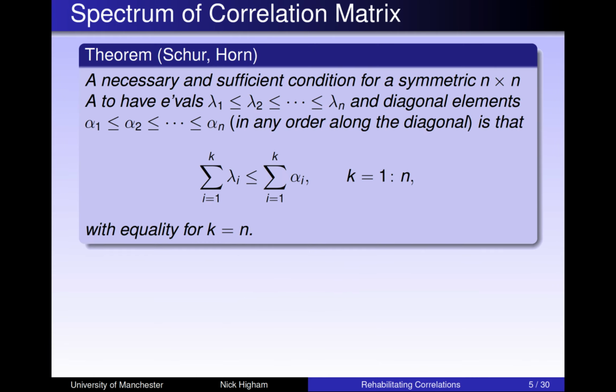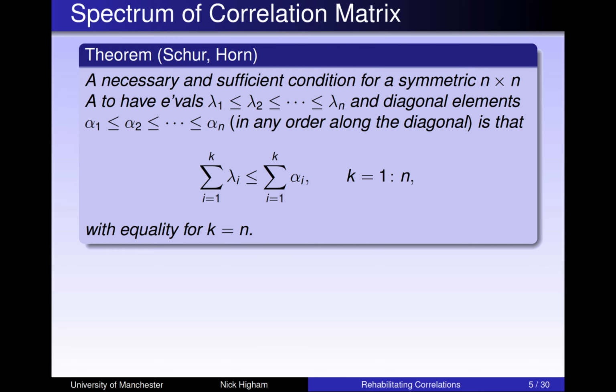Well, here's a theorem that will help us answer that. It's a well-known theorem from matrix theory, the Schur-Horn theorem. And it talks about a symmetric matrix with given eigenvalues arranged in increasing order and given diagonal entries arranged in increasing order. Now in our case we want to take all these alphas equal to 1. And the final one of these n inequalities just says that the sum of the eigenvalues equals the sum of the diagonal, and both sides are equal to the trace. So that's an equality, as is stated in the theorem, and we already know that.